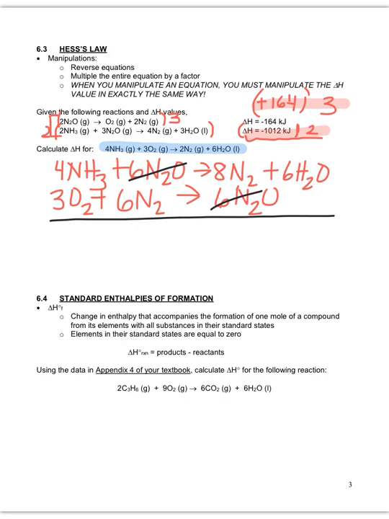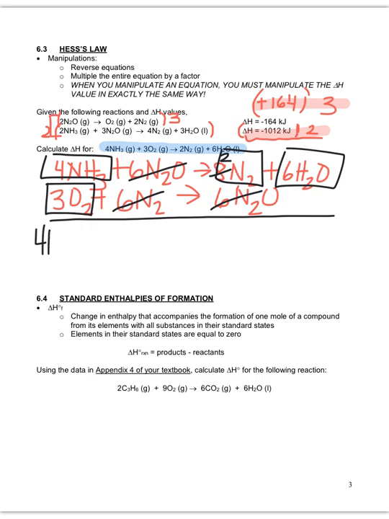Let's keep looking. 3 oxygens. They cannot cross out. 6 N2s. And then right here is 8 N2s. So we can reduce those down. It's like subtraction. That means we can get rid of all 6 of these. Therefore, we're going to be left with only 2, because 8 minus 6 is 2. So this is what's left: 2 of the N2s, and then the 6 waters. So let's just rewrite that nicely. 4 NH3.